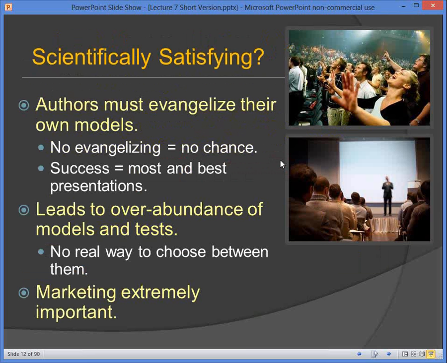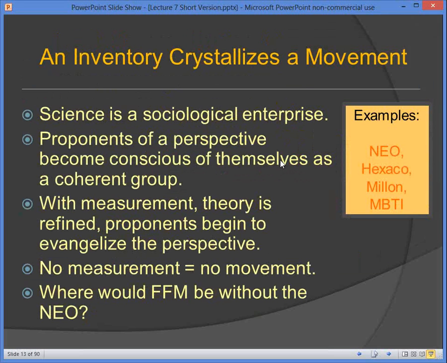The question here is whether this is really scientifically satisfying, because in psychology you have to do things like evangelize your own models. You can have the best model in the world, but unless you're out there actually speaking on the model and publishing with the model, nobody's going to take it seriously. It's going to sit in the pages of the journal, and it's not going to attract any followers. So you may come up with a great model, and it may exist in the pages of the journal. Marketing becomes an extremely important thing.